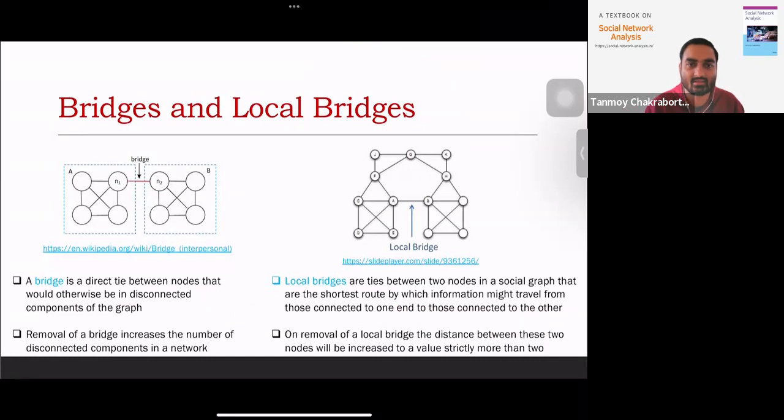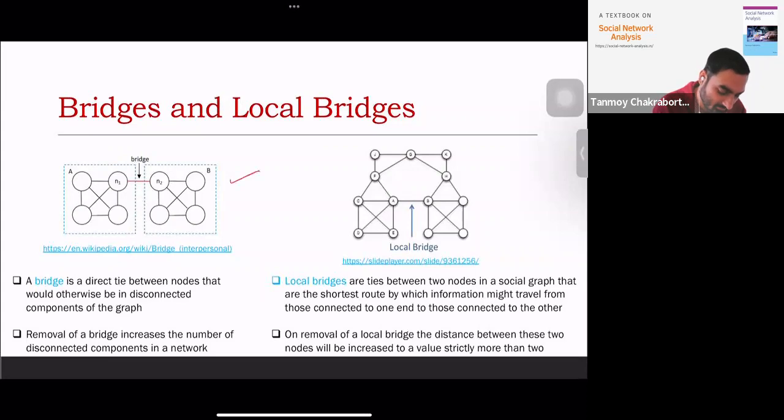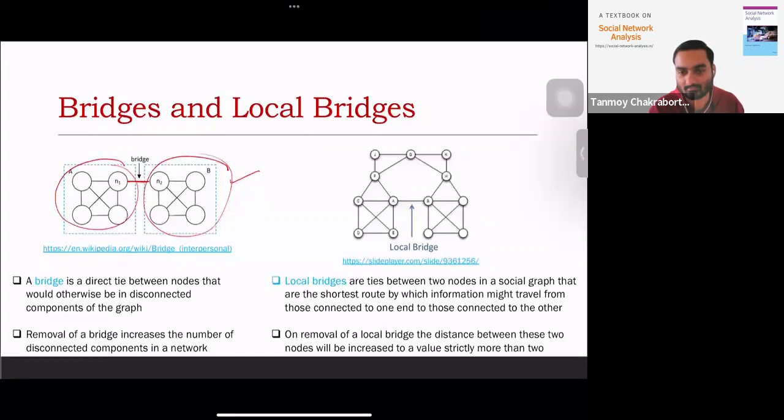The concept of bridge and local bridge. Now remember, I mentioned that there are lots of implications of strong ties and weak ties. One of these is the bridge. A bridge is an edge or a tie which, after removal, disconnects the network, meaning that the number of connected components will increase. As you see here in this particular case, if you remove this red line, two components emerge and they are not connected.